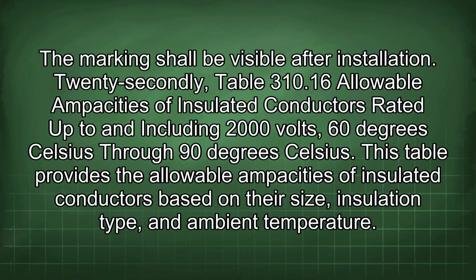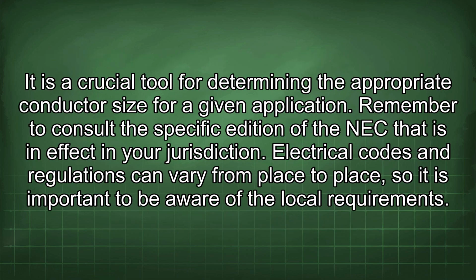Twenty-second, Table 310.16 Allowable ampacities of insulated conductors rated up to and including 2000 volts, 60 degrees Celsius through 90 degrees Celsius. This table provides the allowable ampacities of insulated conductors based on their size, insulation type, and ambient temperature. It is a crucial tool for determining the appropriate conductor size for a given application.